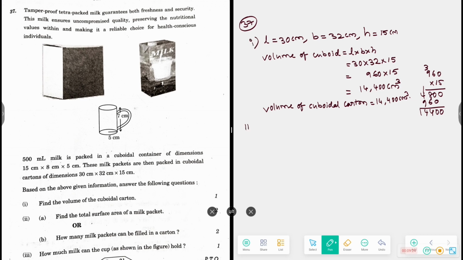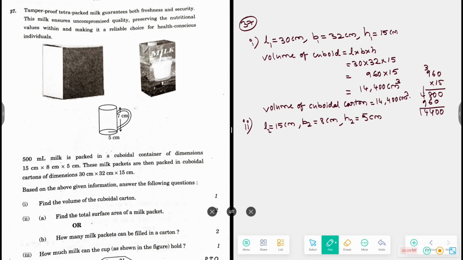Now question number 2. In question number 2 they are asking to find the total surface area of the milk packet. What are the dimensions that are given for the milk packet? Dimensions of the milk packet, let us take as L, B, H. The dimensions of the milk packet are given: length 15 centimeters, breadth 8 centimeters, and height 5 centimeters. These are the dimensions of the milk packet.